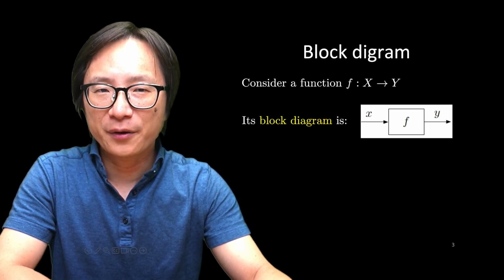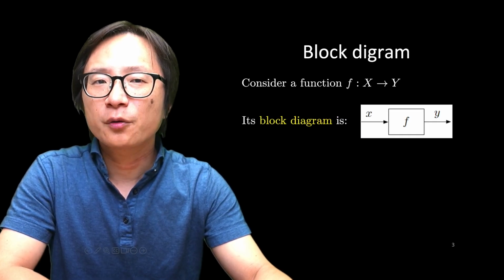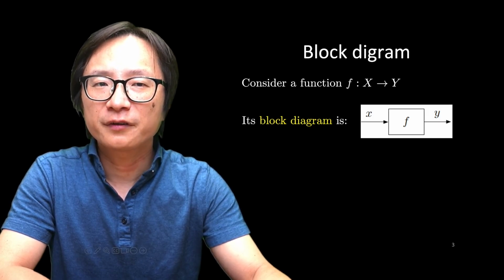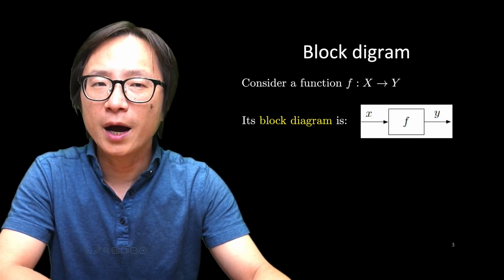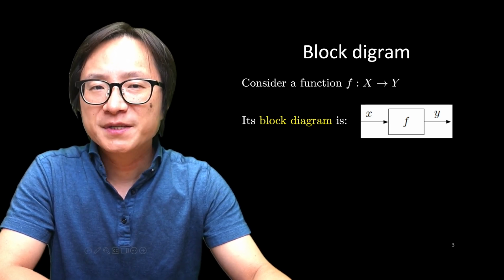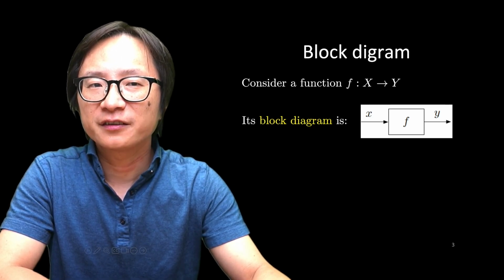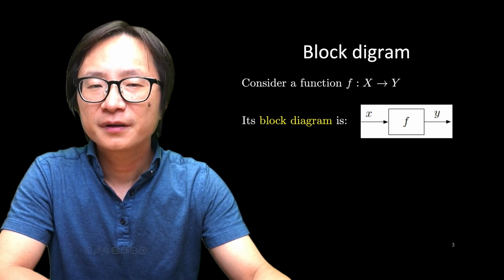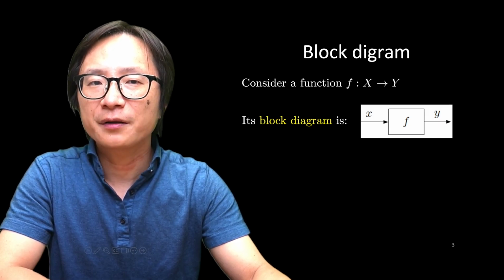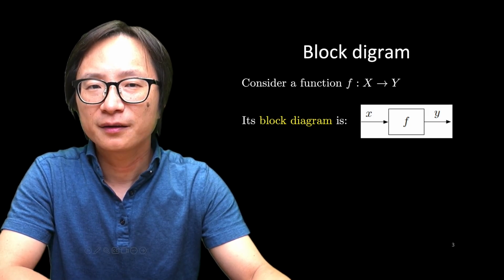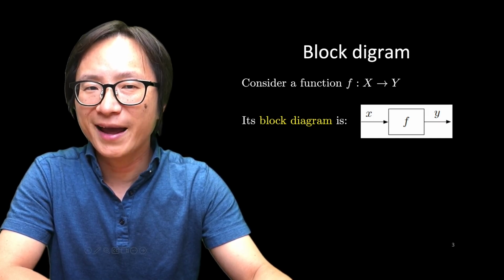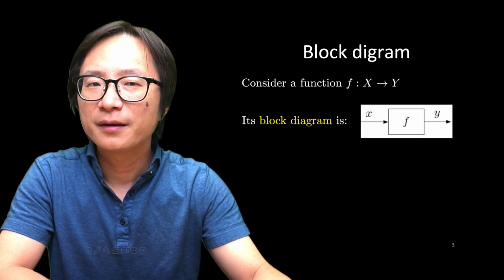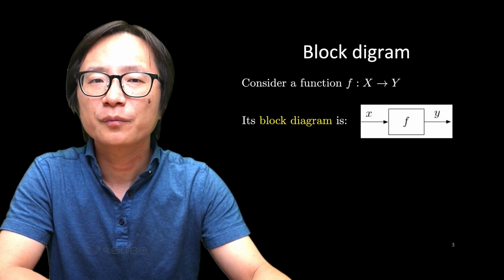Let's start with block diagrams. A block diagram is a graphical representation of a function. Consider function f from set x, we call domain, to set y, we call codomain. We'll represent this function using a block diagram as displayed. We draw a box, label it with the function name f, and draw an arrow entering the box from the left, labeled x, from the domain set big X, and an arrow exiting from the box to the right, labeled y, from the codomain set big Y.